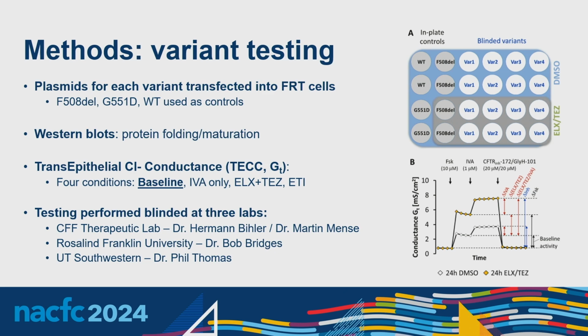The big bang in this paper was this transepithelial chloride conductance assay, which is called TECC or TEC assay. The readout from that is called the GT. So if you pull this paper, you see this GT, that's the chloride conductance. And there were 4 conditions tested for each variant. Baseline, that's just how does this variant function when we don't throw any drugs on it? And that's the value that CFTR2 wants to use as our functional testing readout.